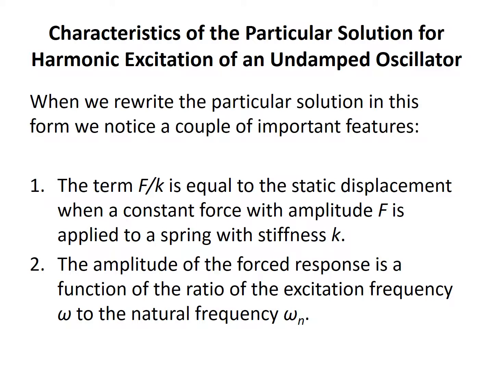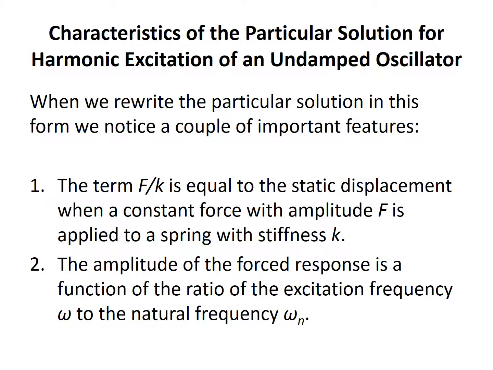So if we look at that expression, we can start drawing out some important features which give us a better understanding of the forced response of an undamped oscillator. Let's first look at the term F over k. The term F over k is equal to the static displacement if you would apply a constant force of amplitude F to a spring with stiffness k. And so you can think of the term F over k as sort of a quasi-static term. If you took a constant force of amplitude F and applied it to a spring k, the static displacement would be the ratio of the applied force to the spring stiffness.